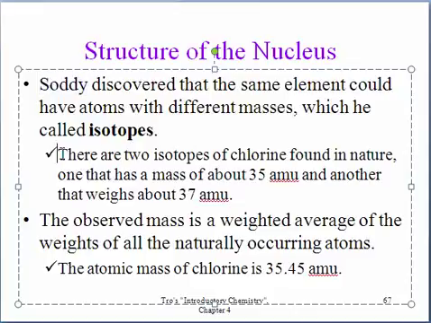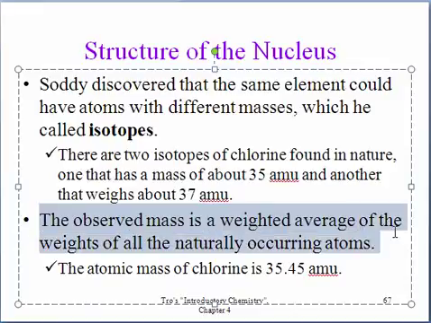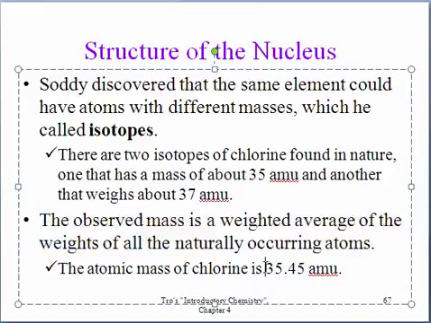And for example, there are two isotopes, or two atoms with different masses of chlorine that are naturally occurring in nature. One has a mass of about 35 AMU. The other has a mass of 37 AMU. And the observed mass of all chlorine is what's known as a weighted average. And I'll go into a lot of detail in a few slides what a weighted average is. That's actually how I figure out your grade in this class, through a weighted average. But the atomic mass of the chlorine atom is considered to be a weighted average of these two different masses.